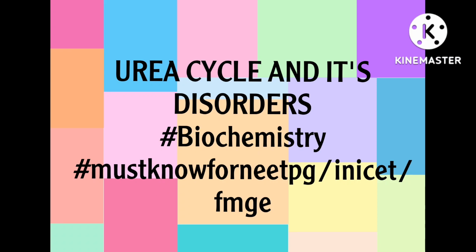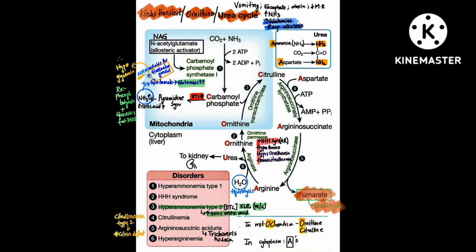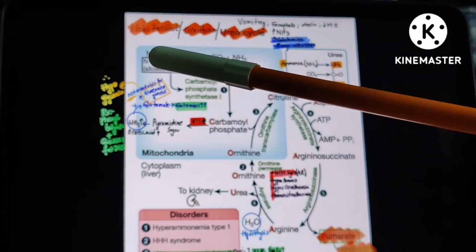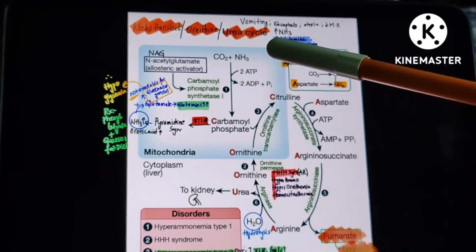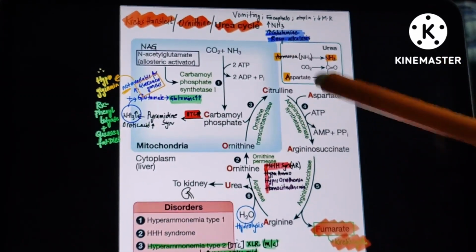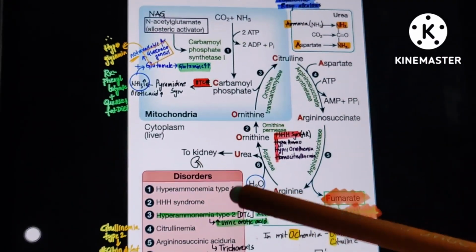Hey guys, let us learn about urea cycle and its disorders in this video. So urea cycle is otherwise called as Krebs-Henseleit or ornithine cycle. Urea cycle occurs in both the organelles, mitochondria and cytoplasm. So when we discuss about the main cycle process, it is all about ammonia getting incorporated to form urea and urea getting excreted via kidney. So this is the process.